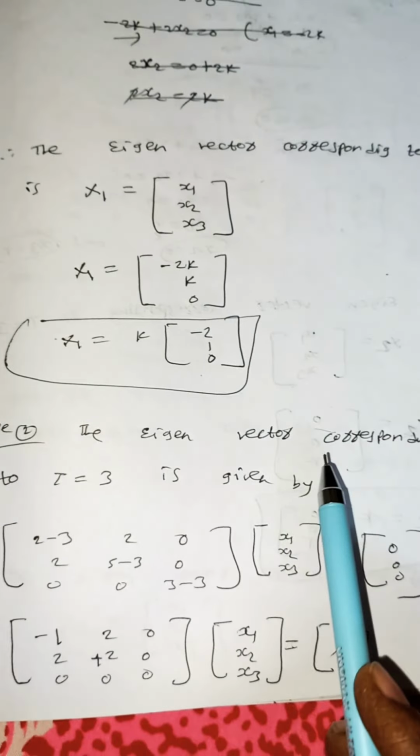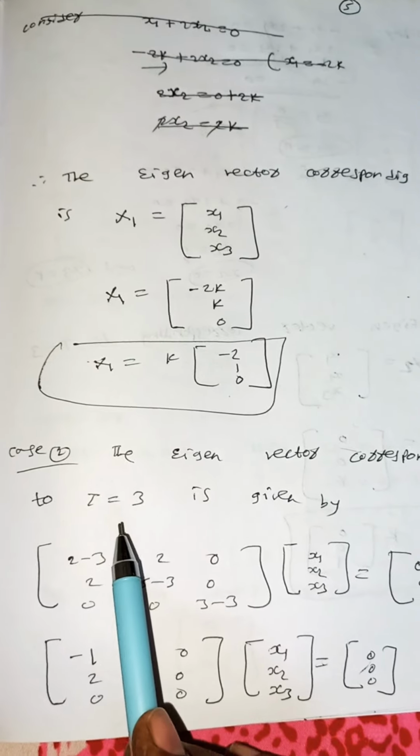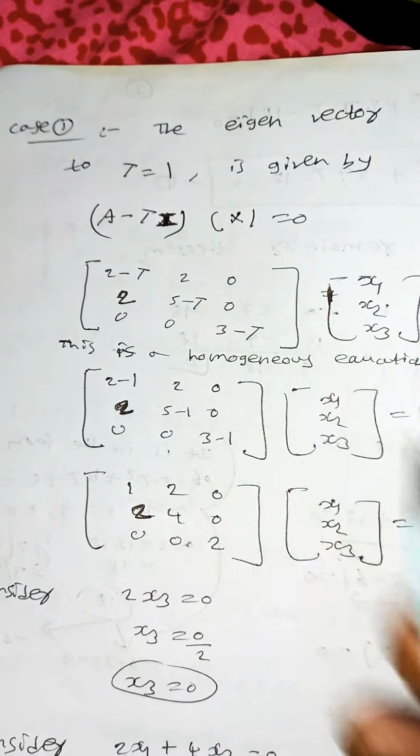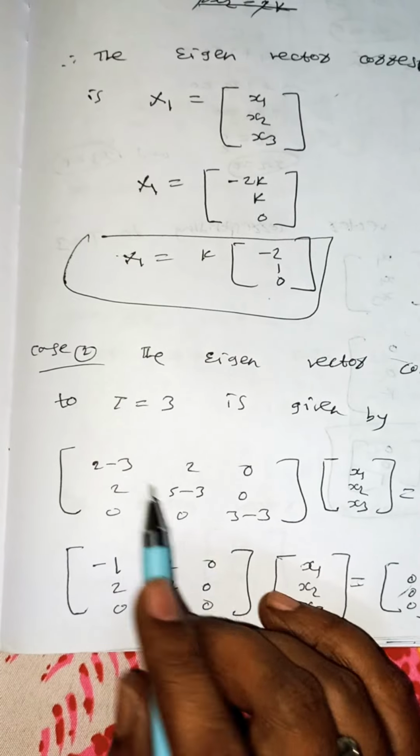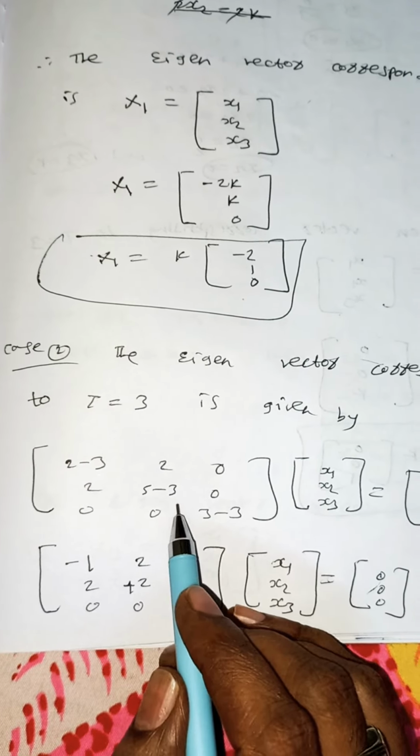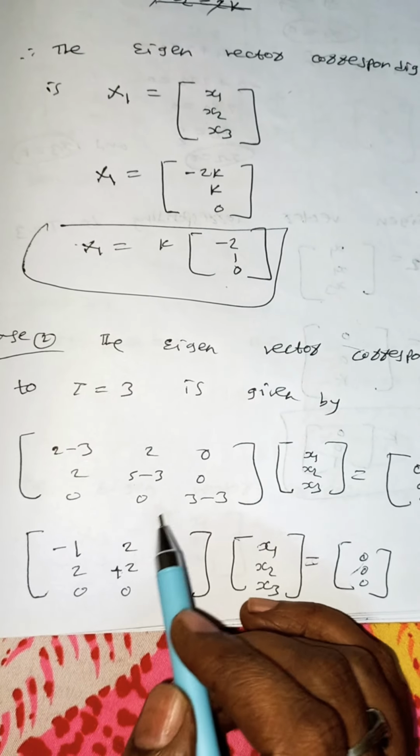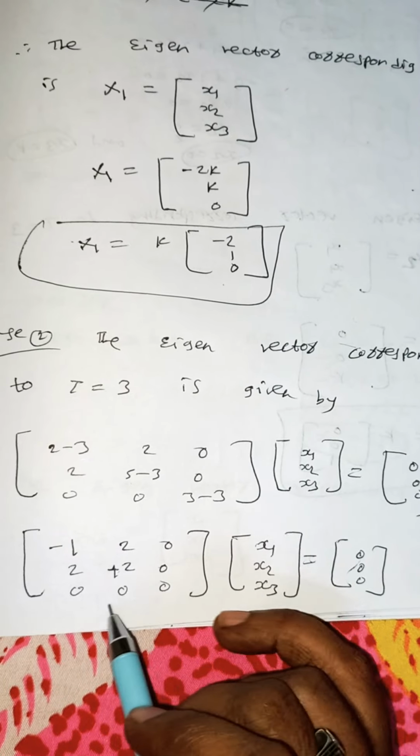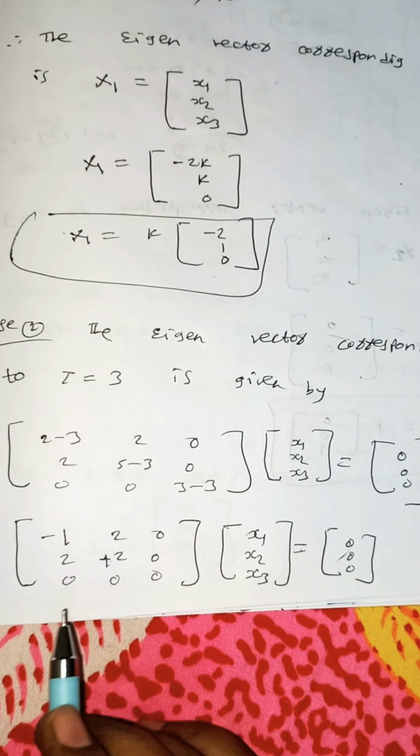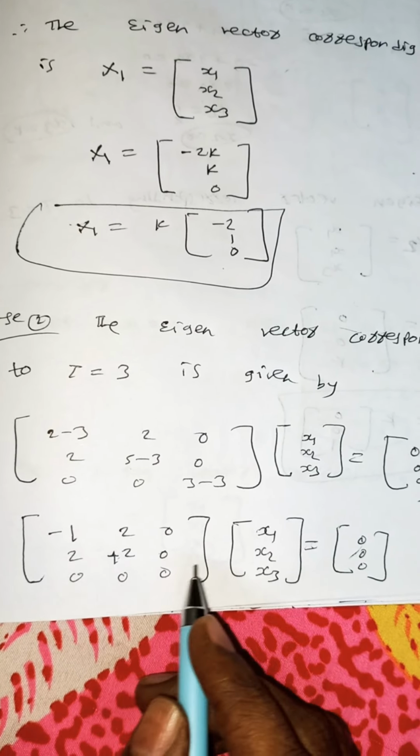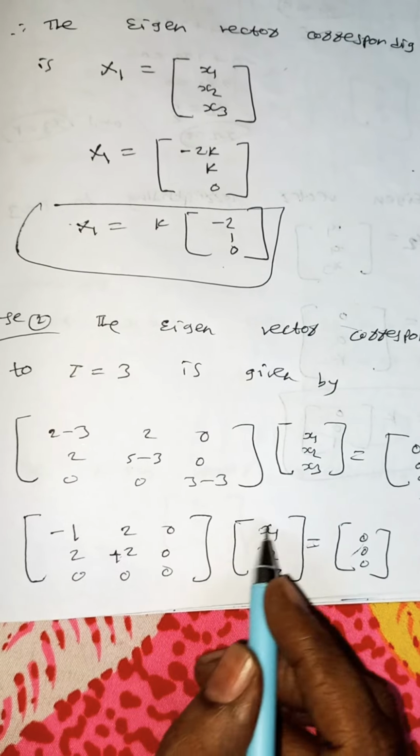Now case 2. The eigenvector corresponding to lambda is equal to 3 is given by, so same equation, in place of this lambda you have to substitute 3. It means in diagonals, lambdas are there in diagonals. So 2 minus 3 is minus 1, rest always same. Here 5 minus 3 is 2, here 3 minus 3 is 0. See here, we got one row is 0 completely. So what we can write here? 2x1 plus 2x2 is equal to 0.